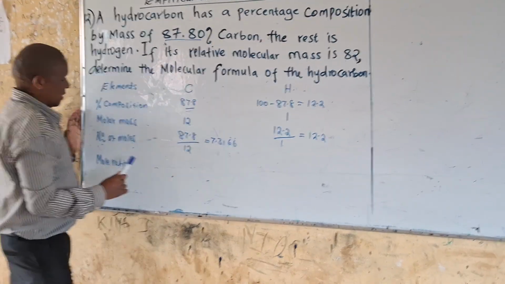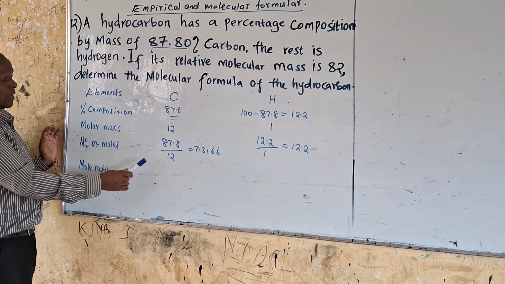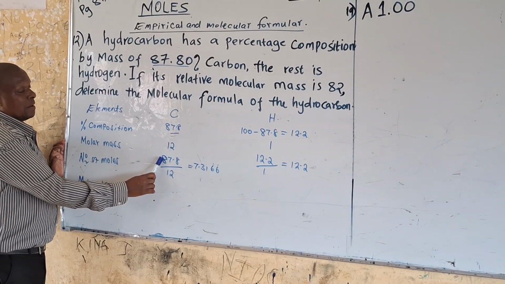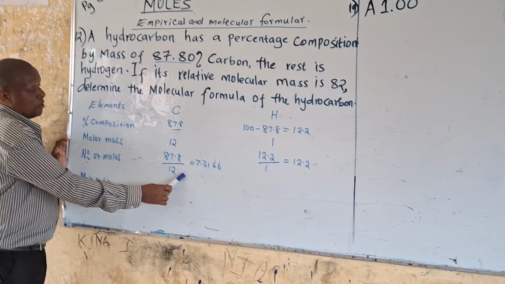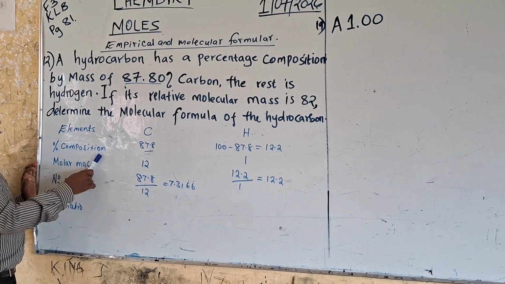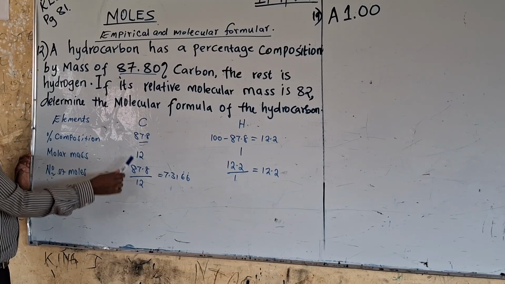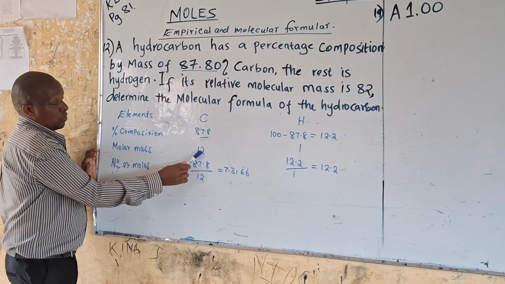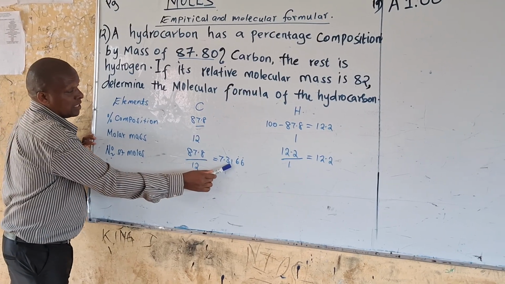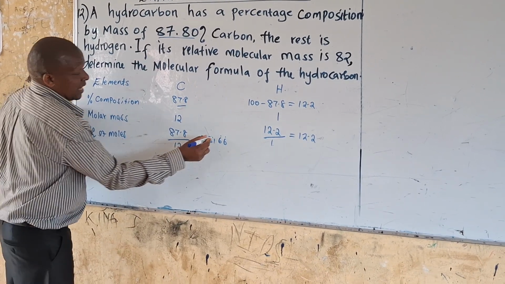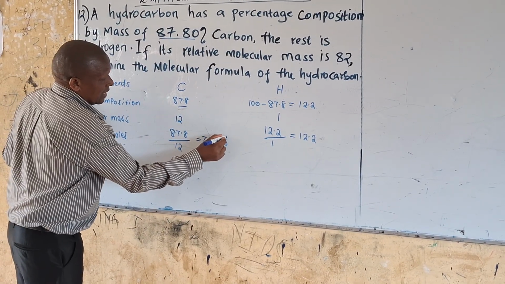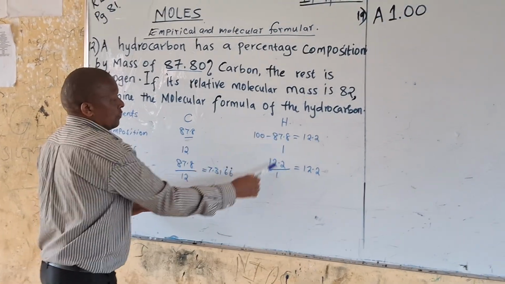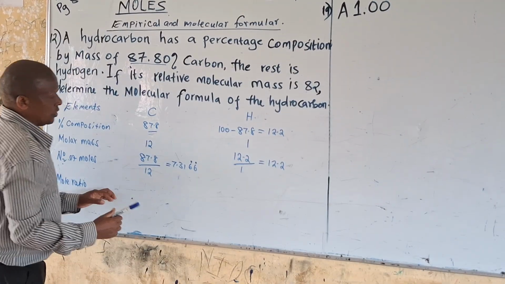Hydrogen molar mass is 1. Number of moles. Number of moles is given by either mass in grams divided by molar mass or percentage composition divided by molar mass. So in this case, it will be 87.8, which is the percentage composition, divided by 12, which is the molar mass. We get 7.3166 recurring. That's why I'm putting a dot here and another dot there. 12.2, which is the percentage composition of hydrogen, divided by 1, we get 12.2.